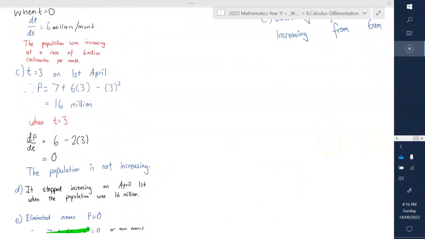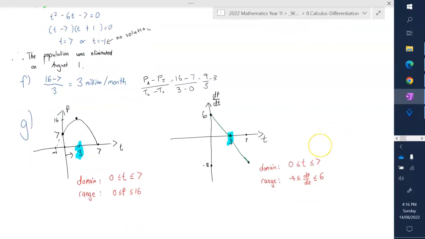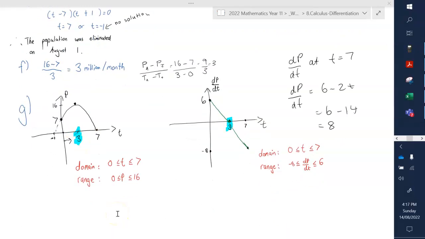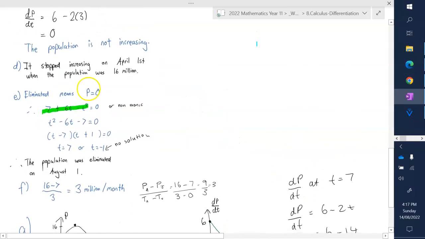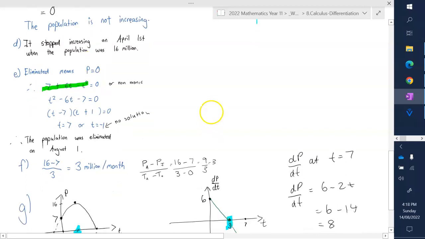So we've popped part C on there as well already, but that was our dp/dt was equal to 0 at time is equal to 3. So that was my middle point here, and over here. And what I've just confirmed is my point down here. So I've just thought, well, that's t equals 7. I've got t equals 7 here. That's when our population, if we have a look back here, is eliminated. So that's when our rate of change is over.